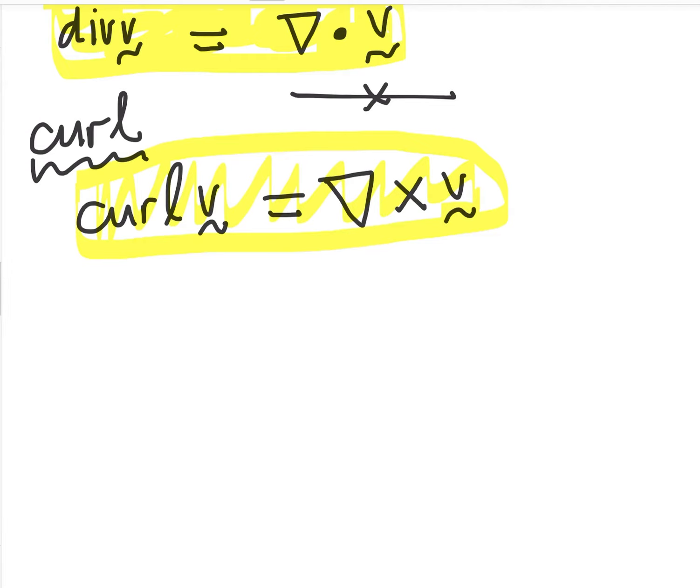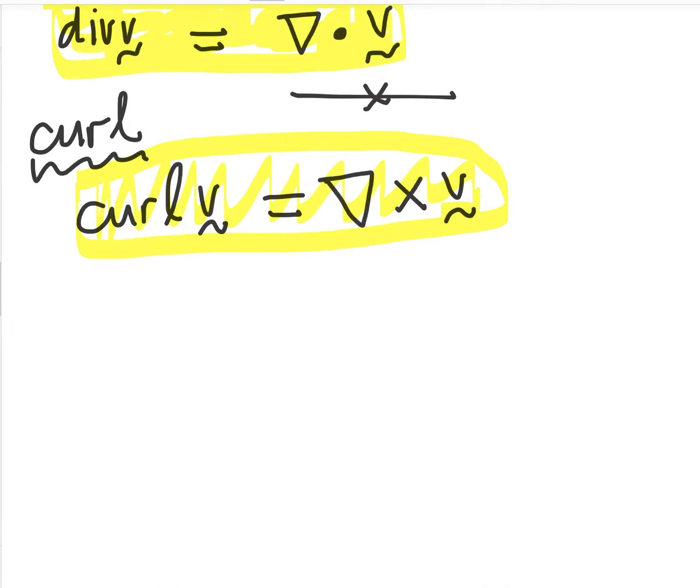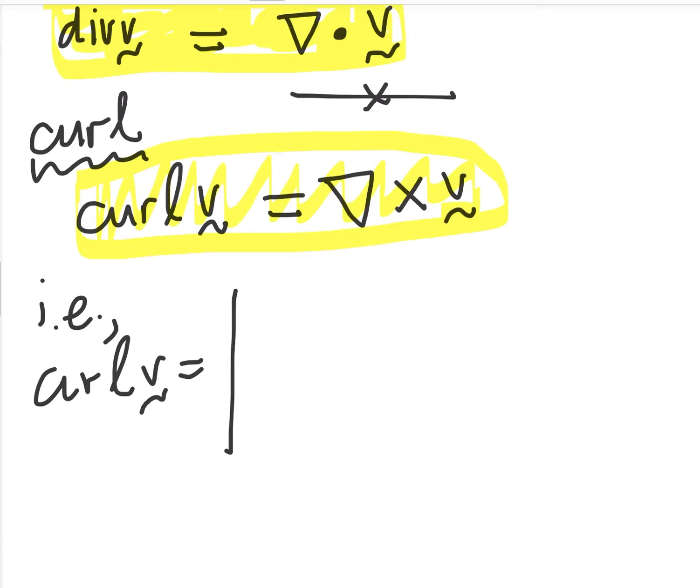Okay, so let's spell this out. If you write this out, the curl of the vector field V is determined by definition. The curl, the cross product of two things, is the determinant with rows i, j, k.